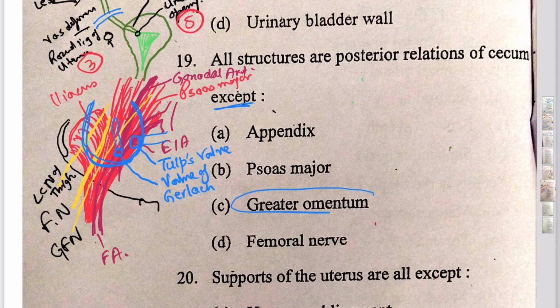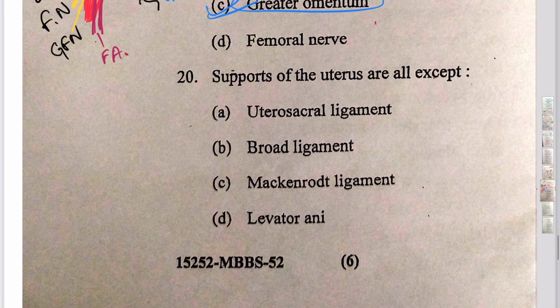Remember this greater omentum, which we call the policeman of the intestine, policeman of the abdomen. It is like an apron which covers all the loops of the intestine from the front. So greater omentum will be in anterior relation to the cecum. So the answer here is greater omentum.